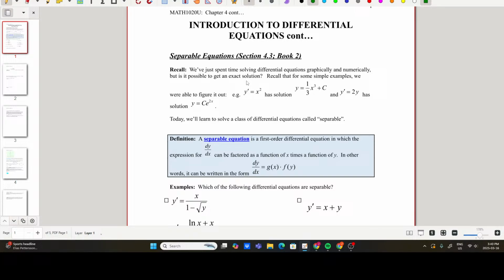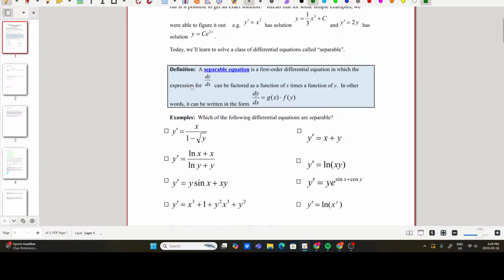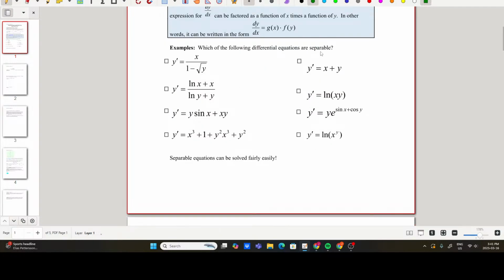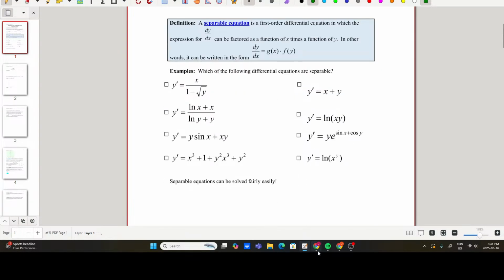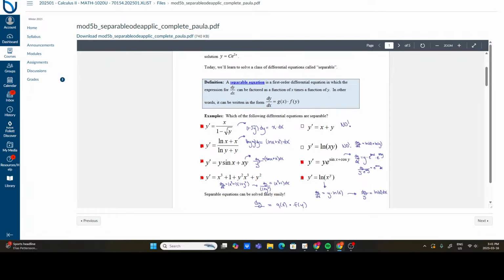Today we'll learn to solve a class of differential equations called separable. A separable equation is a first order differential equation in which the expression for dy/dx can be factored as a function of x times a function of y. In other words, it can be written in the form dy/dx equals g of x times f of y. Which of the following differential equations are separable in this case? Interesting. So, if we look here, this one, is it separable?